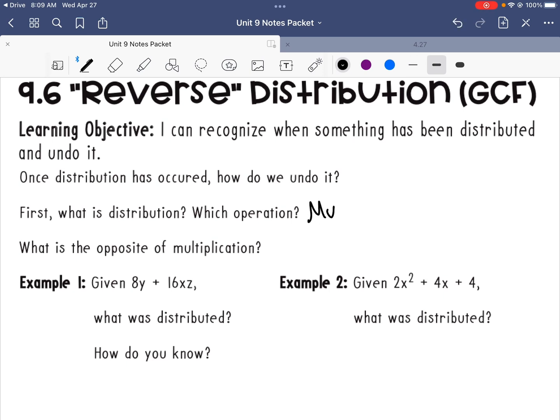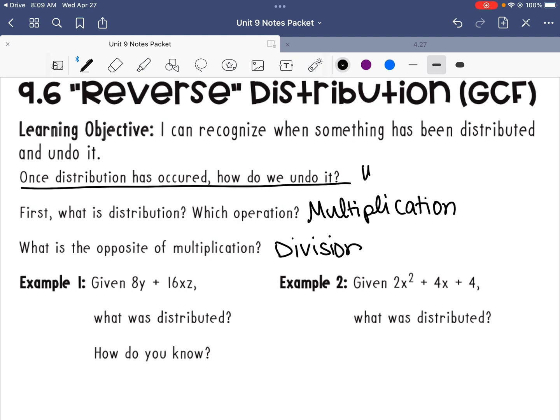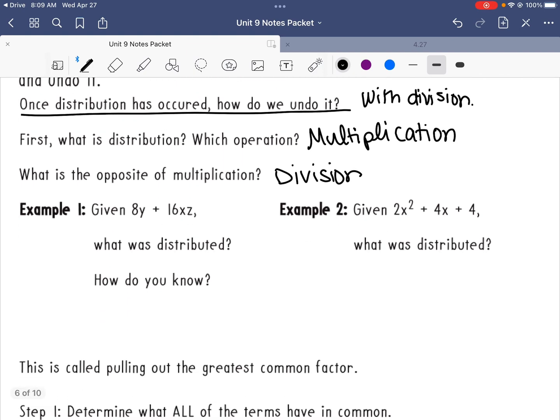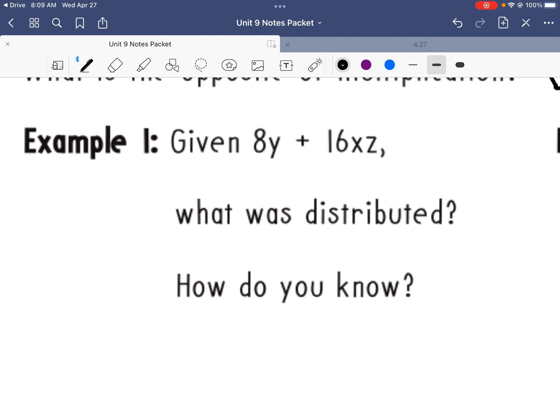It's multiplication. So what's the opposite of that? Division. So how do we undo distribution? With division. Okay. So let's do some examples because it's a lot easier to see in examples.